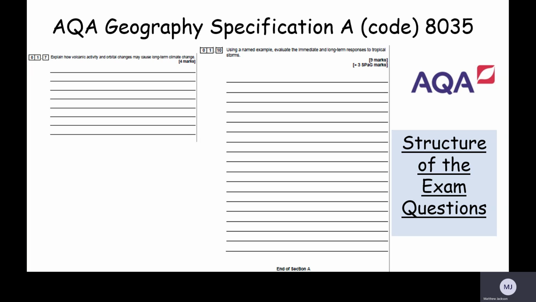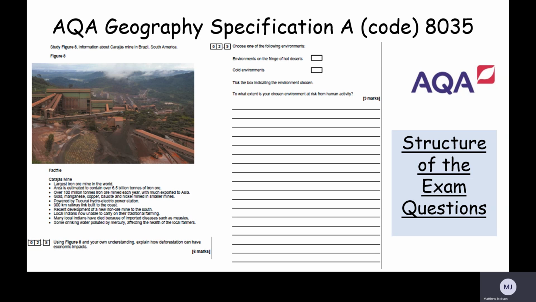So those are the biggest questions you'll find in a geography GCSE exam. They'll be 12 marks. Using a named example, you'd bring your own case study to the question, and then you'd have to evaluate. So look at the positives and negatives of immediate and the long-term responses to a tropical storm. So they would then create a reasoned argument, looking at both sides, both positives and negatives, and that will get them into the higher marks.